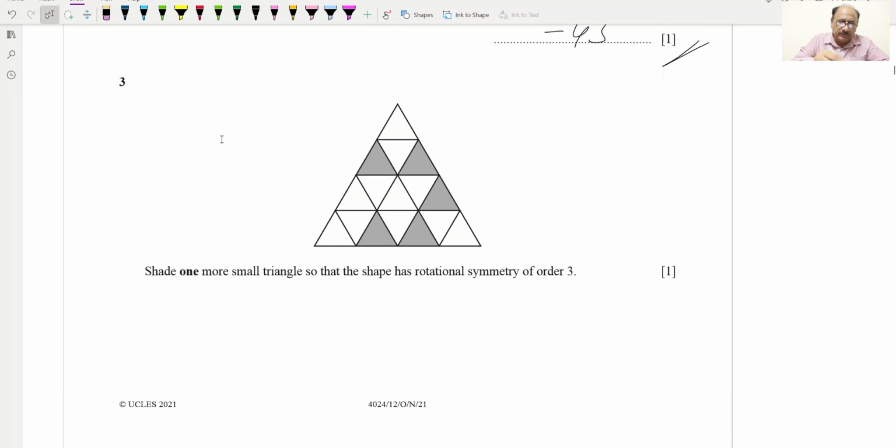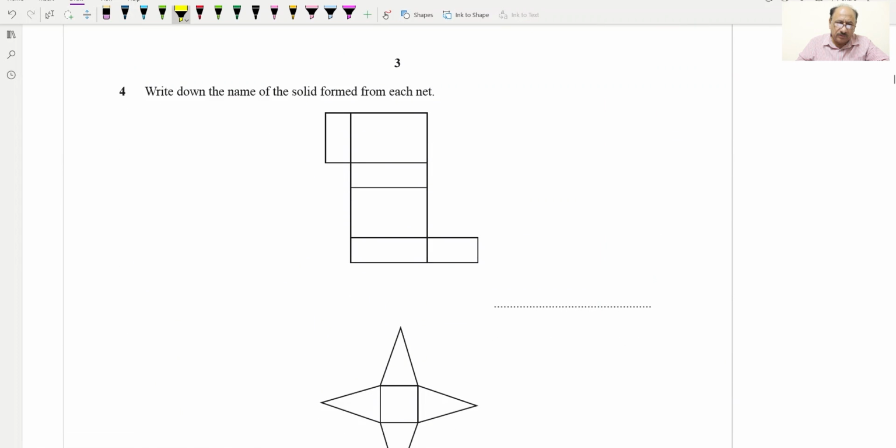Now question number 3, shade one more small triangle so that the shape has rotational symmetry of order 3. We have to shade, so rotational symmetry of order 3. If we check, these two triangles are symmetric, this one is not symmetric, so we can shade this triangle, and now this will have rotational symmetry of order 3, and this was a 1 mark question which we have done.